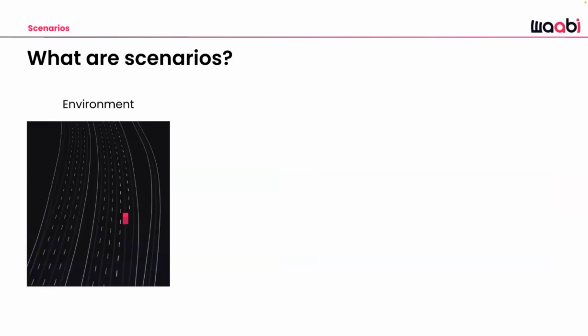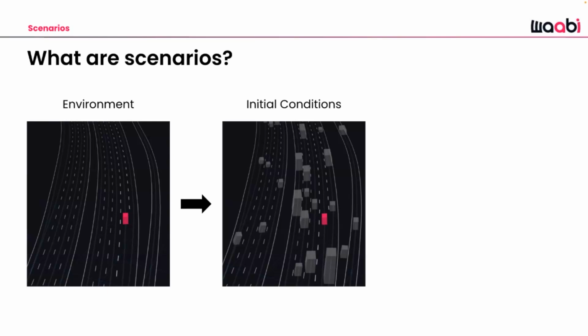Let's go through a quick example of what a scenario would look like in a little more detail. To create a scenario, first we'll need to specify the environment around the self-driving vehicle. For example, where is the self-driving vehicle located? What does the road topology look like around it? What is the weather condition like? Next, we'll want to specify the initial conditions of the simulation. Here, we'll specify what actors are in the scene, what they look like, what their initial dynamic states are, et cetera.